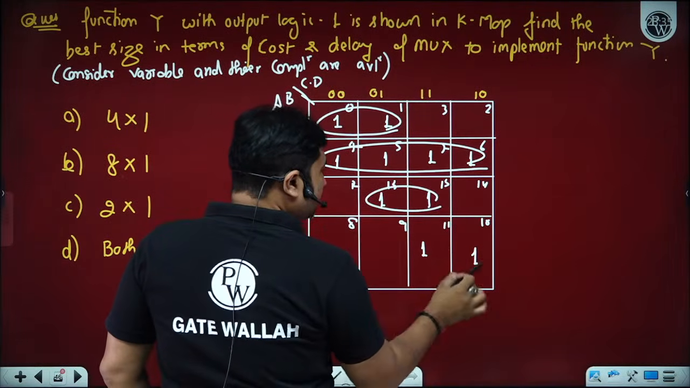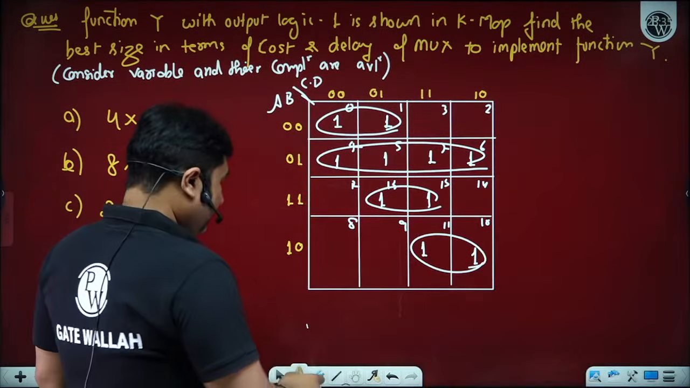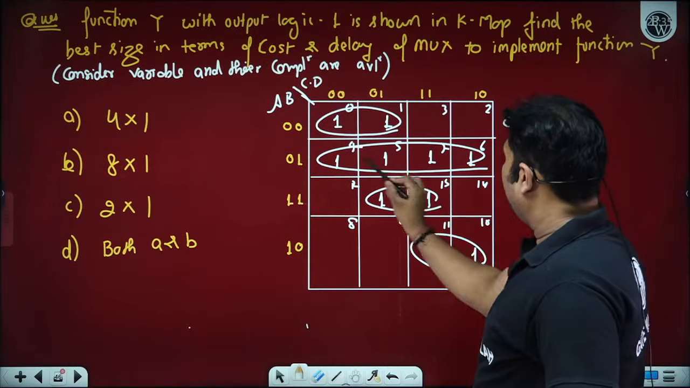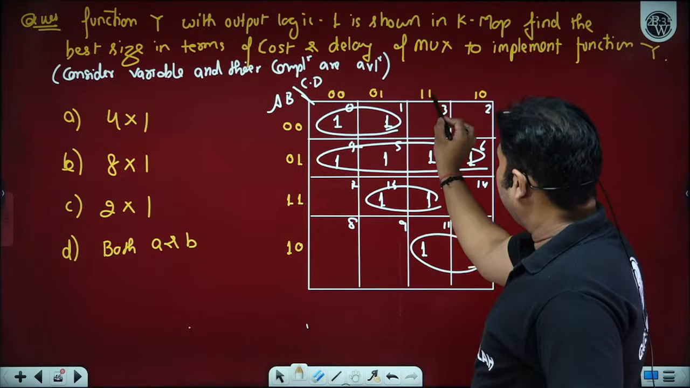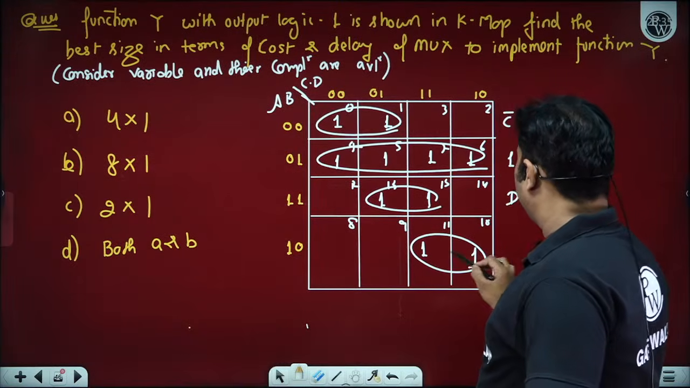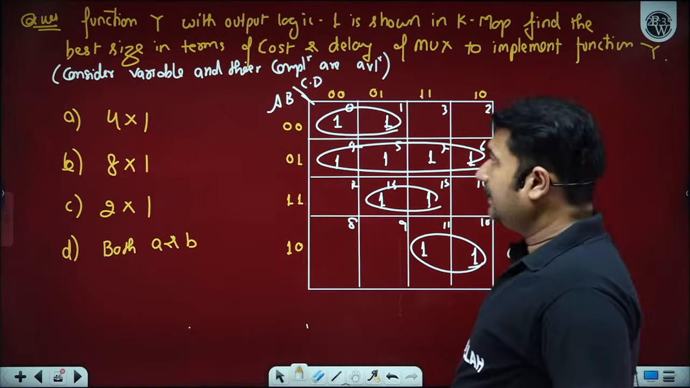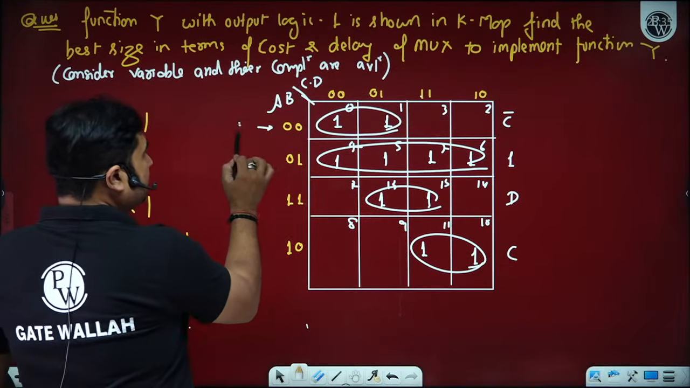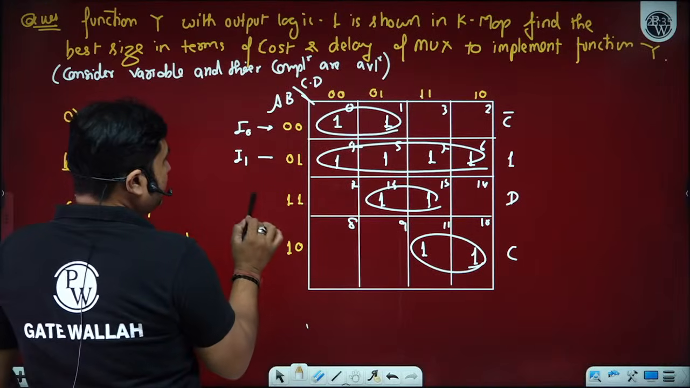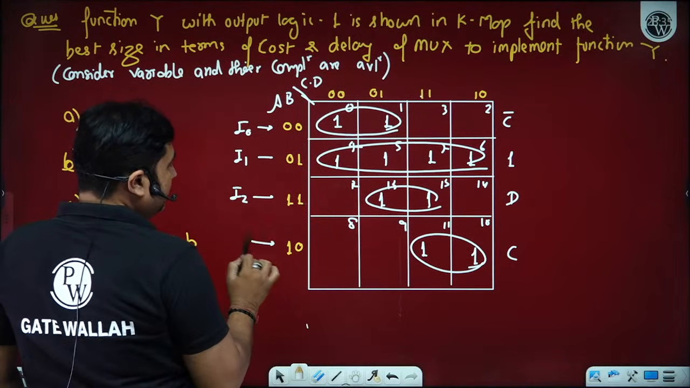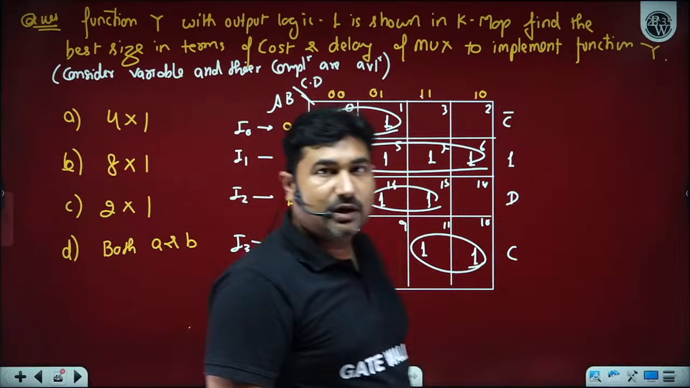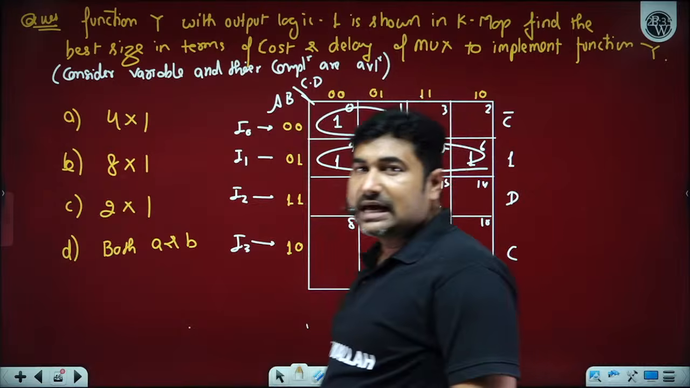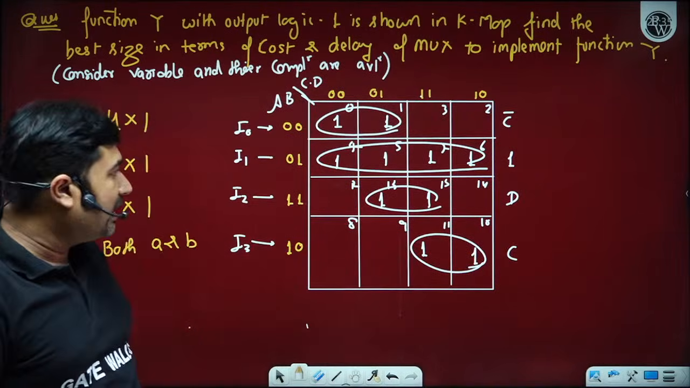So if we only observe the horizontal pairing, what happens? With only horizontal pairing, out of C and D, we have C bar. This is logic level 1. Here we have D. We have logic level 1 or logic level 1, C. So if we implement using 4 cross 1 with I0 as this pin, I1 as this pin, I2 and I3, it means if we choose AB onto the select lines, then only horizontal pairings will be there, and the function can be implemented with C bar, 1, D, C.